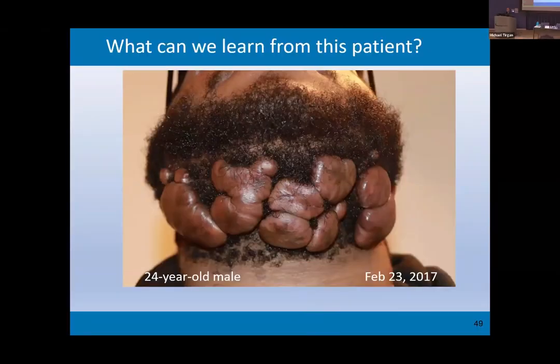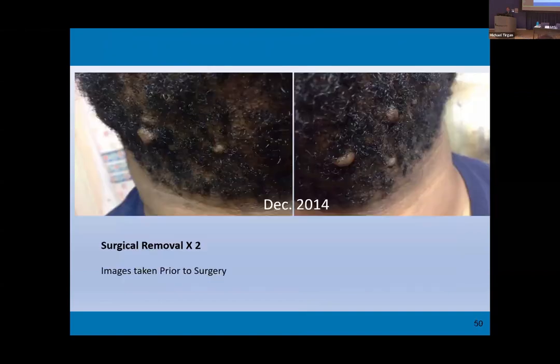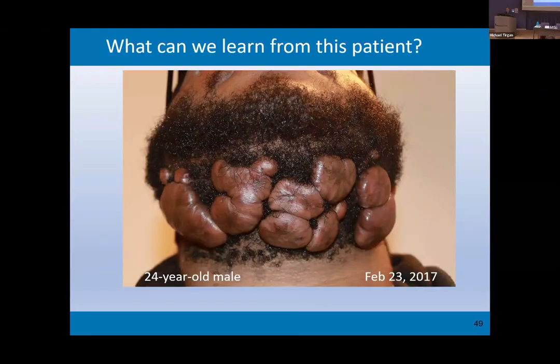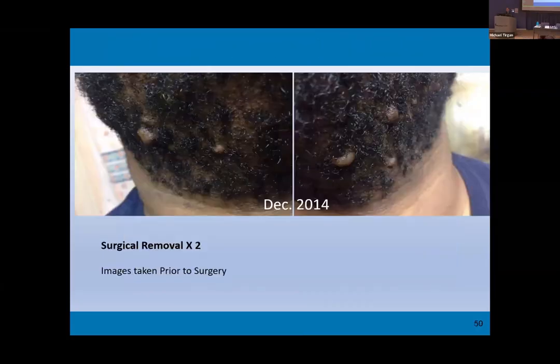This is another example. This is a patient who's 24 years old, presented in 2017 with this massive keloid. And we're not going to take this patient to a TV show and show what we can do surgically with this. Just going to ask him what happened. How did we get here? So 2 years earlier, in December 2014, and that was February 2017, 2 years and 3 months later, he had these small keloids in his neck that were surgically removed twice. And that's what we ended up with.